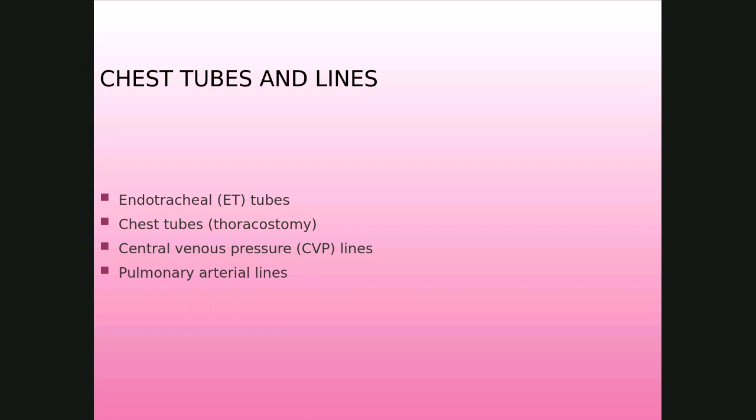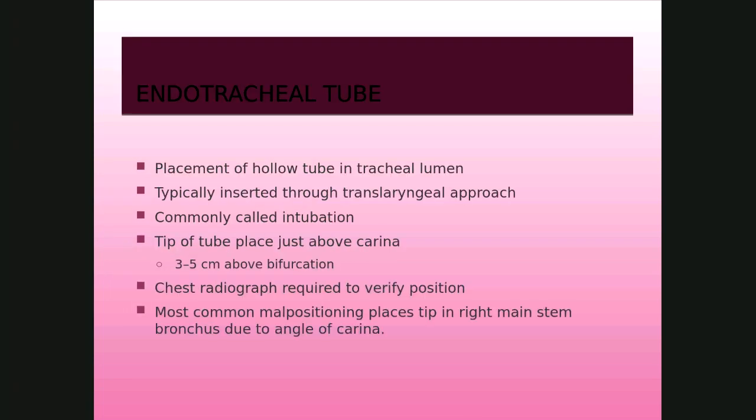Okay? So we're going to talk about some endotracheal tubes. Remember, endo means within, so in the trachea, that's an ET tube. Chest tubes is the lay term; technically, they're called thoracostomy tubes. We're going to barely touch on central venous lines and pulmonary artery lines. But ET tubes and chest tubes, we definitely have to image for placement on those.